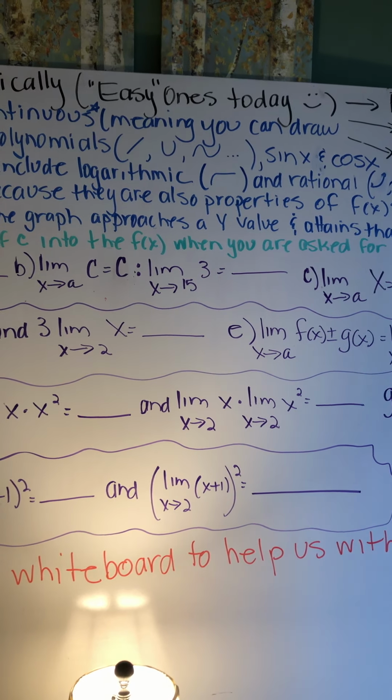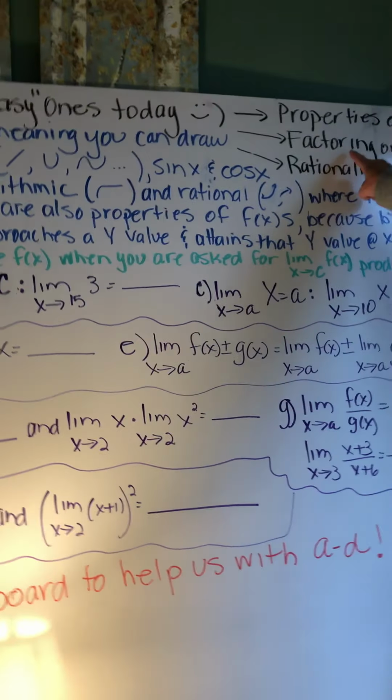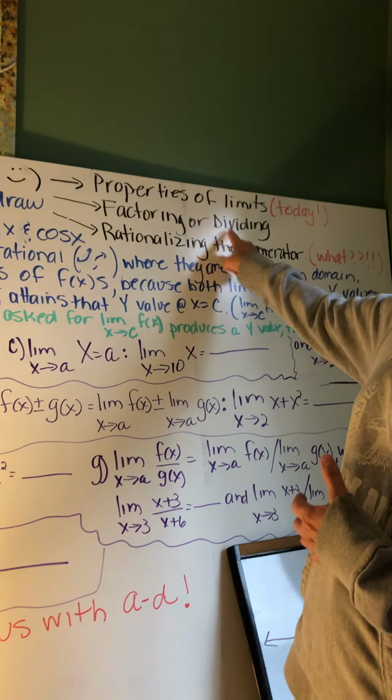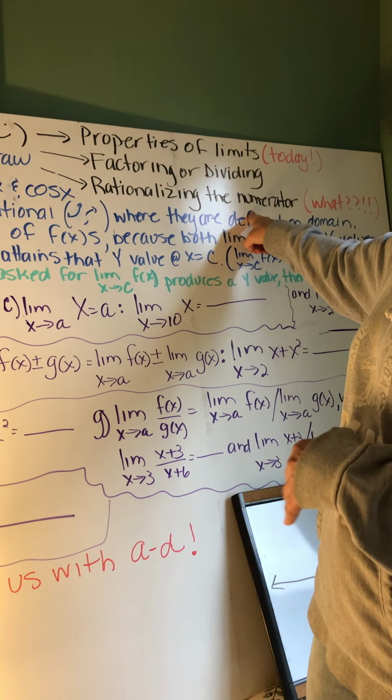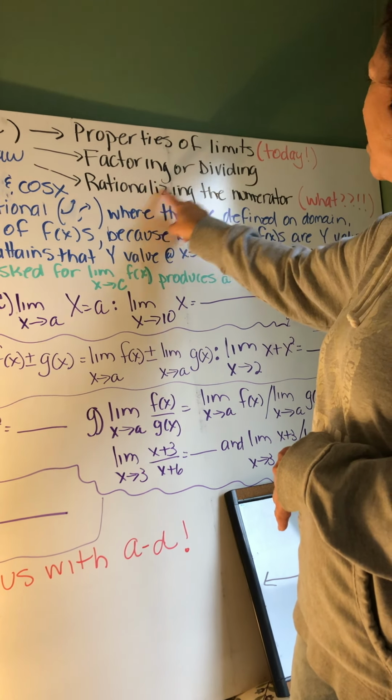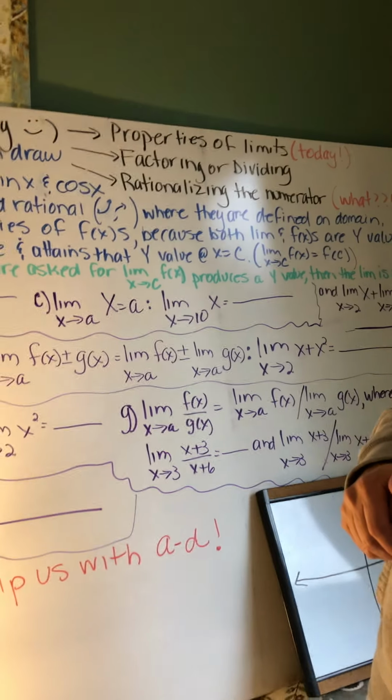If you can't, which happens a lot, we have a little bit more work to do, like we may have to factor or divide. We may have to rationalize the numerator. That's right, you're used to rationalizing the denominator. We might have to rationalize the numerator. That's later in section 1.3.